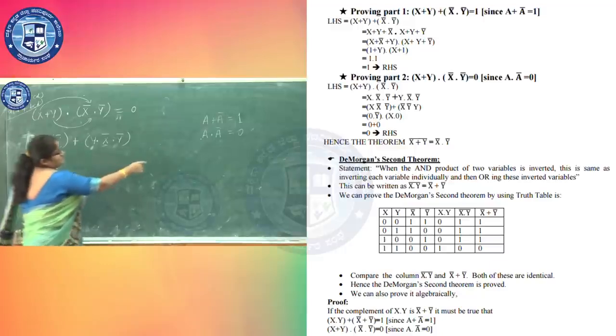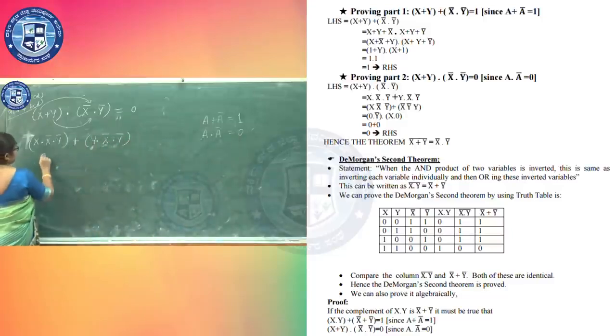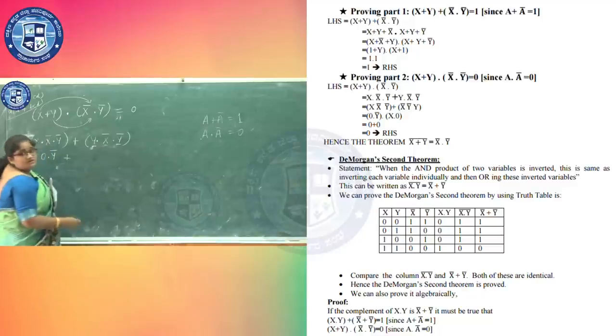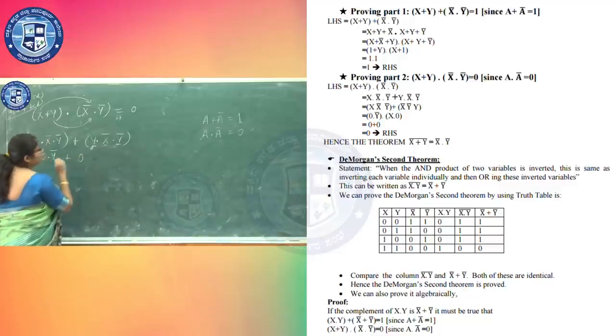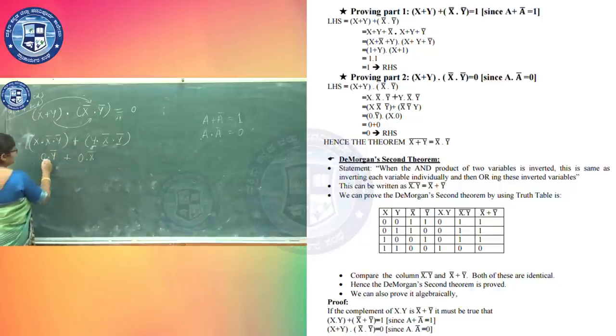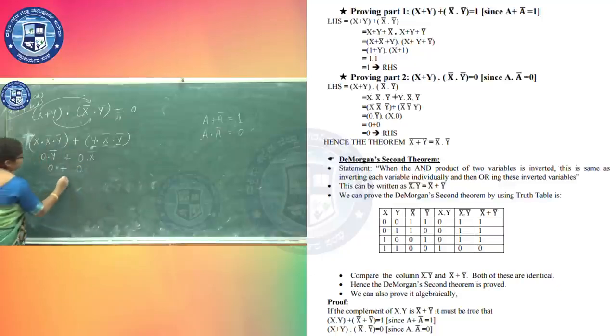x into x dash, that is a into a dash, will correspond to 0. So 0 into y dash plus again we have y into y dash. Y into y dash will also correspond to 0 into x dash. So anything which is ANDed with 0 will give the value 0, plus 0 and x dash also will give you the value 0, and that will result in the value 0, which is nothing but our RHS.